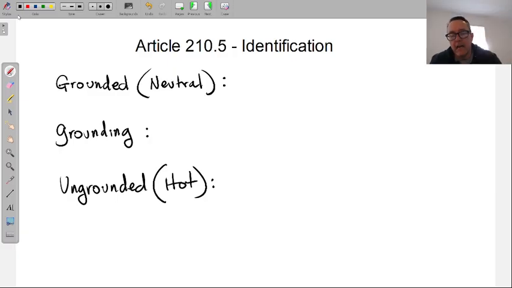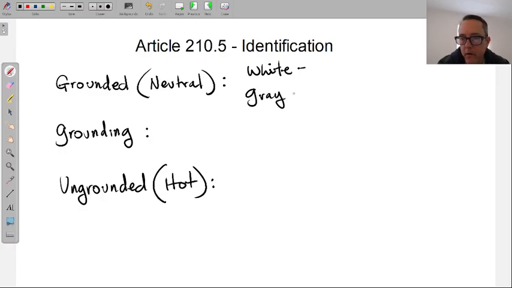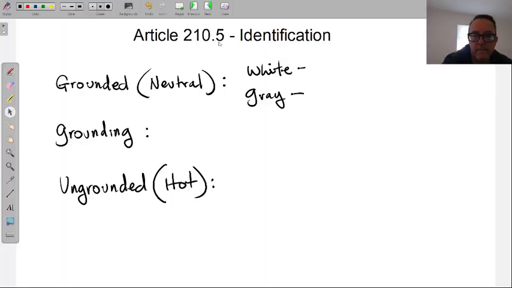So see how much you retained. Could anyone tell me what two colors we're allowed to use for our grounded or neutral conductor? White and gray. Very good. Now, follow-up question. When do we use white and when do we use gray? Gray is 277.